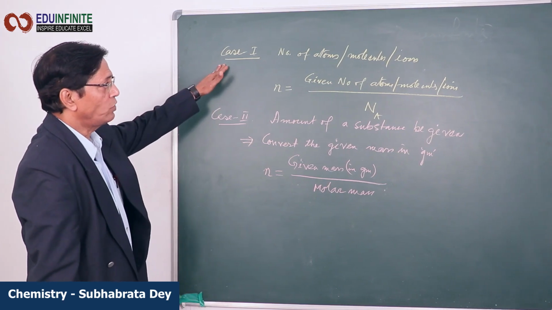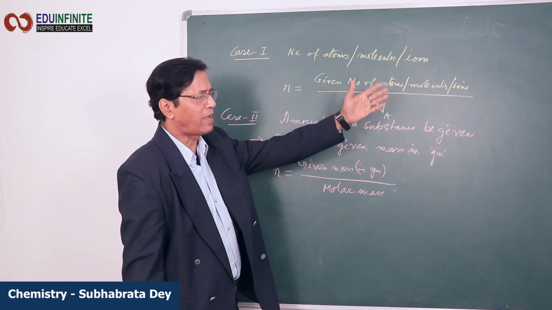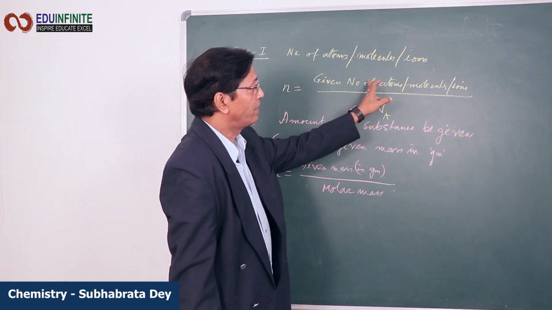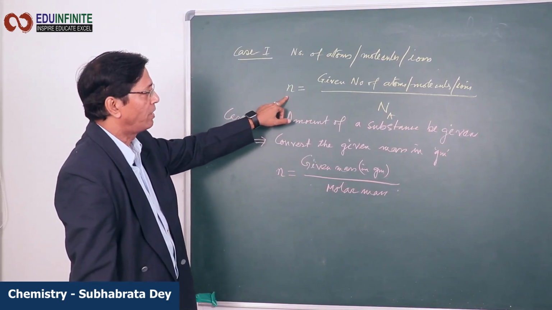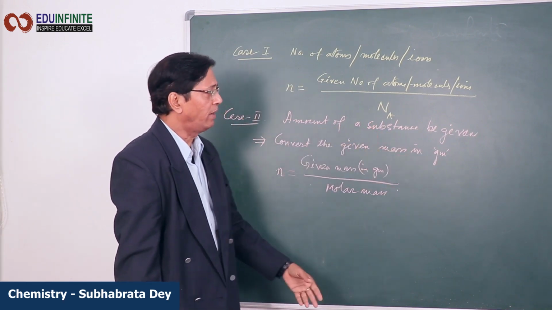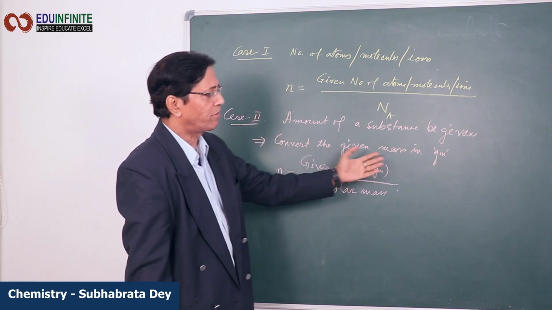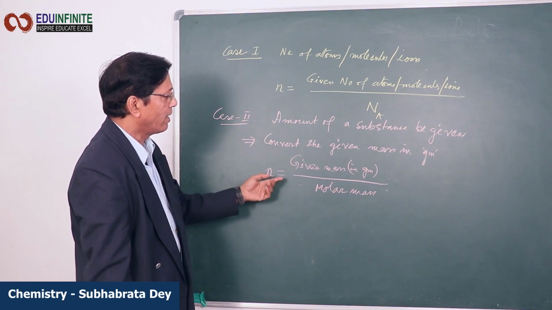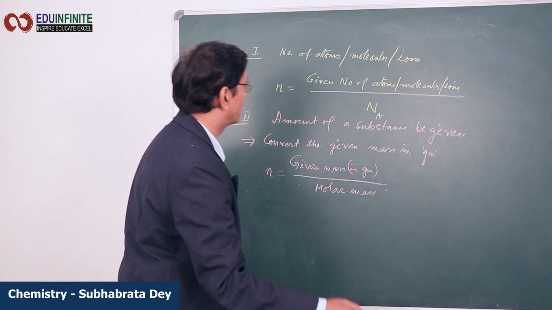So case 1 is when the number of any particle is given, it may be electron, proton, atoms, molecules, or whatever is related to chemistry. Mention that number and divide by Avogadro's number to get the number of moles. Case 2, when the amount of a substance is given, your first choice is to convert the mass into gram and then divide the given mass in gram by the molar mass.